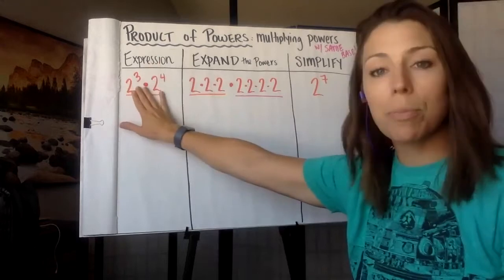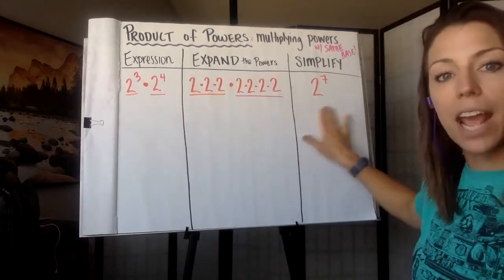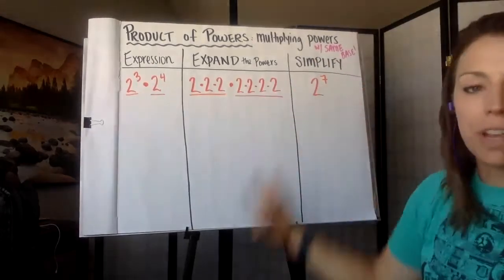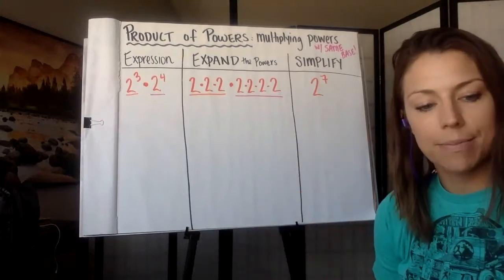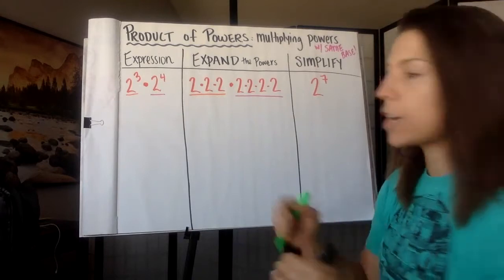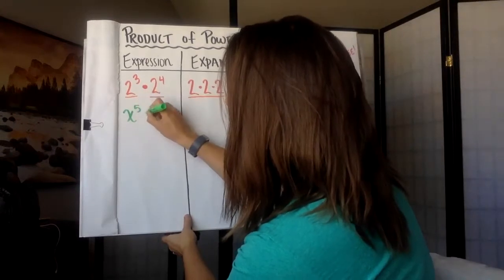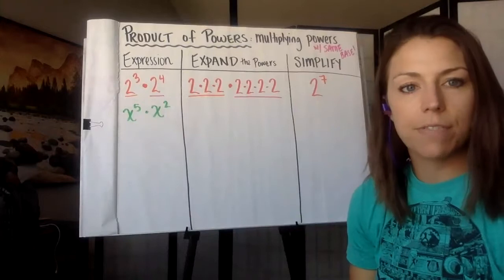So I started with a product of two powers that had the same base. I expanded it out, and then I wrote it as what's called a single power. And then from there, if you want to actually figure out what 2 to the 7th is, you could, or you could just leave it as 2 to the 7th. Let's try another example. This time let's use a variable x. What if I had x to the 5th times x squared? Okay, x to the 5th times x squared.